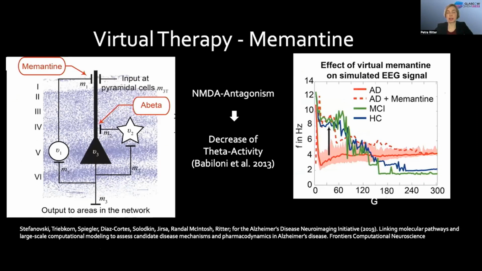Now I demonstrate an example of virtual drug therapy. The connectome-based model can be treated in silico. Because of the excitotoxicity theory in dementia, it is plausible to give anti-excitatory drugs, such as NMDA antagonists. We implemented that in addition to the amyloid beta in our model. The drug modulates the effective connectivity within the local node.